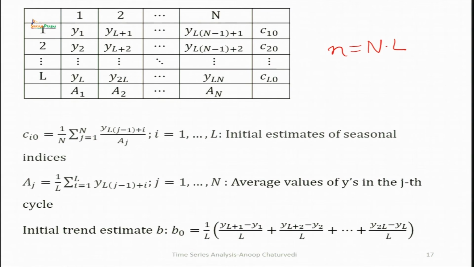Then the initial trend estimate B naught is equal to 1 upon L times (y_{L+1} minus y_1 upon L, means this minus this upon L, plus y_{L+2} minus y_2 upon L, this minus this upon L, and so on). You go up to y_{2L} minus y_L upon L. So, this is the initial estimate of B.